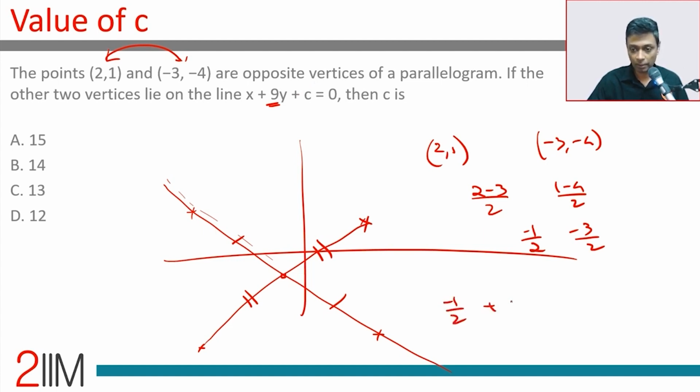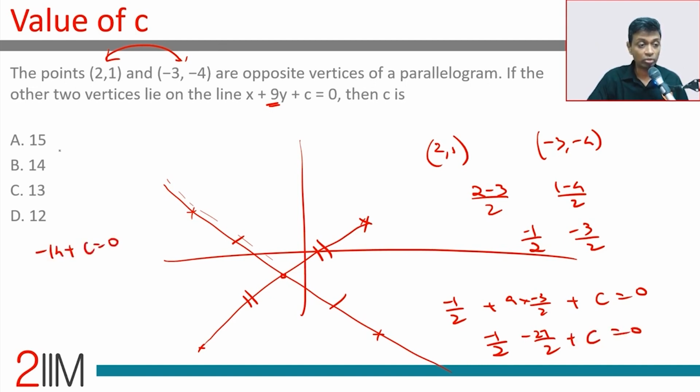Minus half plus 9 into minus 3 by 2 plus c is 0. Minus half minus 27 by 2 plus c is 0. Minus 28 by 2, minus 14, plus c is 0, or c is 14.